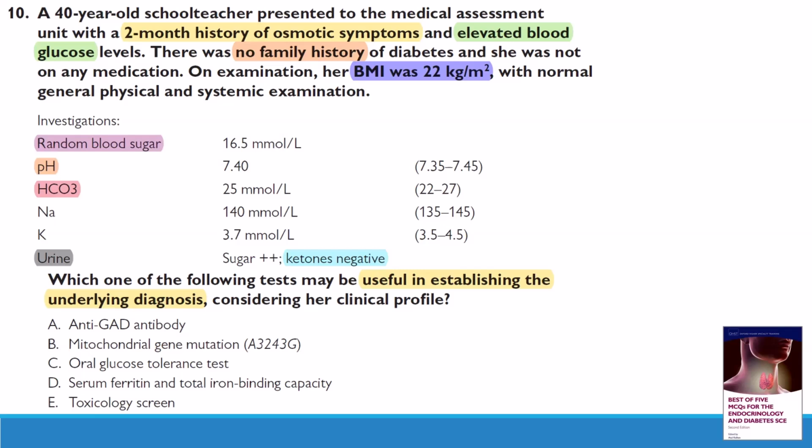A patient presents with osmotic symptoms for 2 months with a normal body mass index, not obese. Antibody. Yes, we should suspect whether it is type 1 or not by doing antibody testing. Don't forget serum ferritin if we suspect hemochromatosis. Hemochromatosis is diagnosed by type 2 diabetes mellitus, hypogonadism, liver affection, arthropathy, and skin color change, hyperpigmentation.